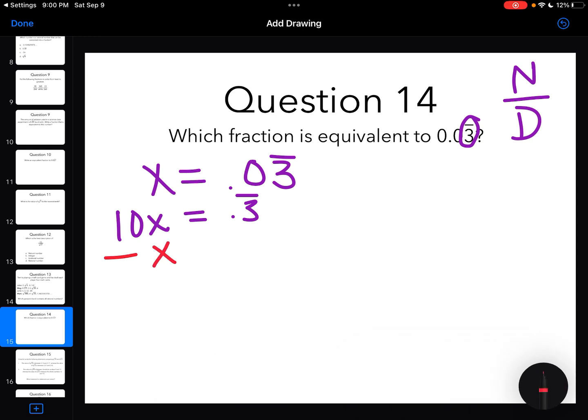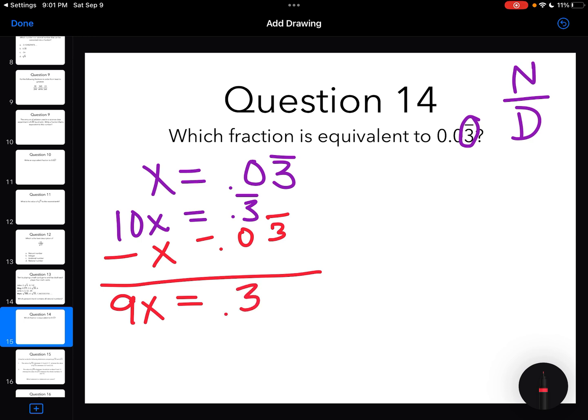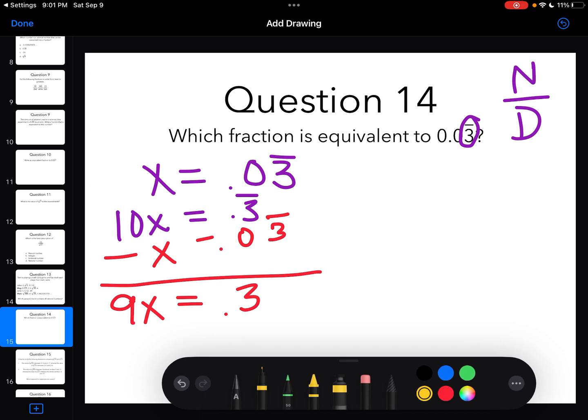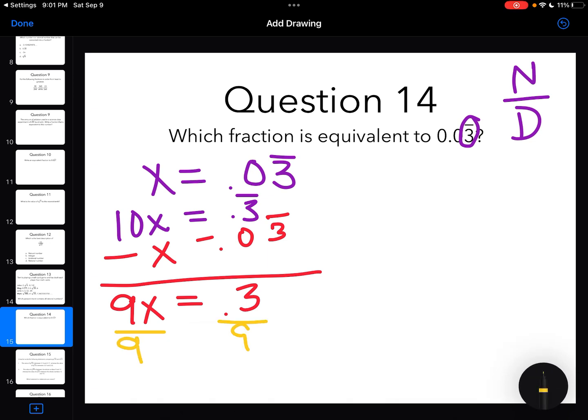So we're going to subtract x, and we're going to subtract 0.03 repeating. I'm going to make sure I do this in my calculator to get an accurate answer. So we're left with 9x. Now I have 0.33333333 in my calculator, and then I'm doing minus 0.03333333. And I get 0.3. All right, so now I'm going to divide by 9, and I get x equals 0.3 over 9.